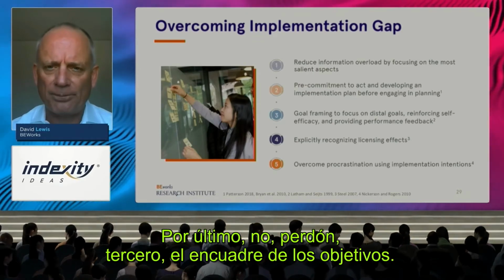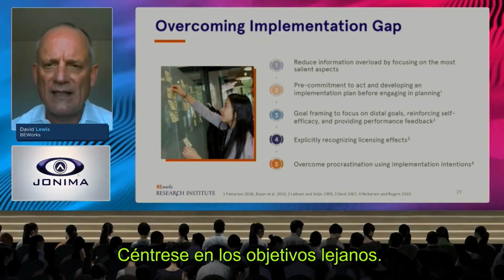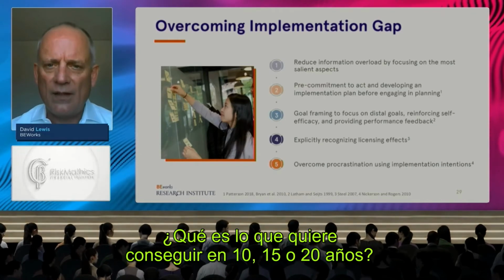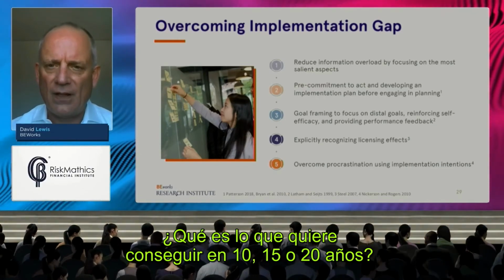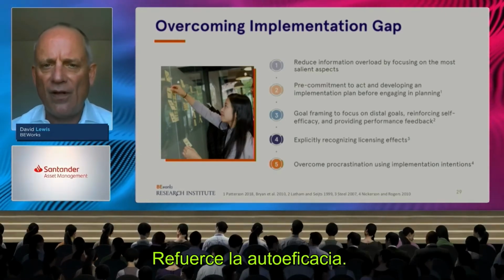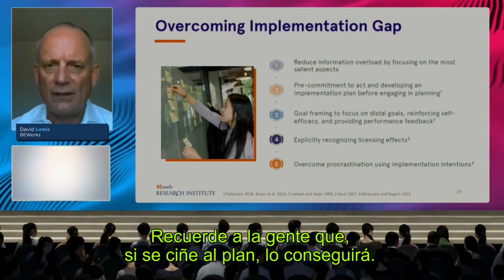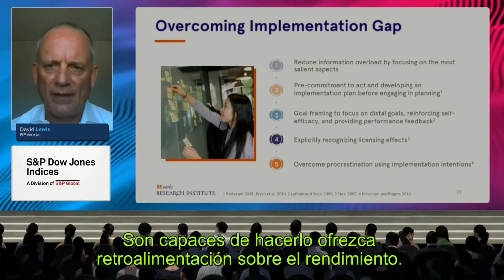Number 3, goal framing. Focus on the distant goals. What is it you're trying to achieve over 10 or 15 or 20 years? Reinforce self-efficacy. Remind people that if they stick to the plan, they will achieve it. They're capable of it.